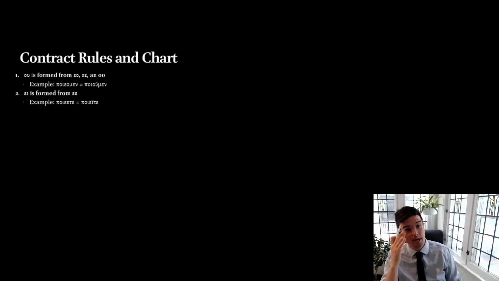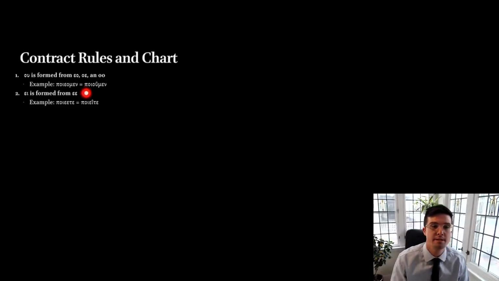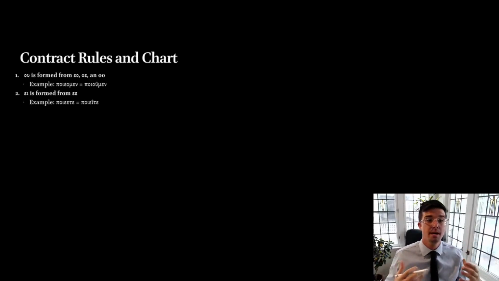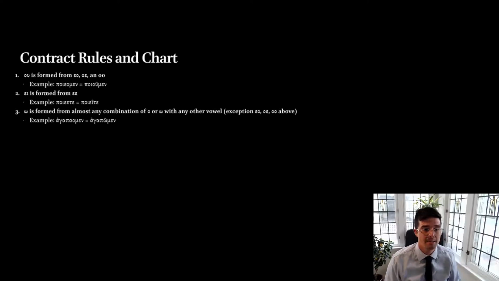The next rule is that when two epsilons come into contact with each other, you're going to get the result epsilon iota. So if you want poieo to be in the second person plural with the ete ending, connecting vowel epsilon and then the te suffix, the combination of the poie of the stem with the ete of the ending is going to make poieite. And so once again, we've had the combination marked by the circumflex accent.